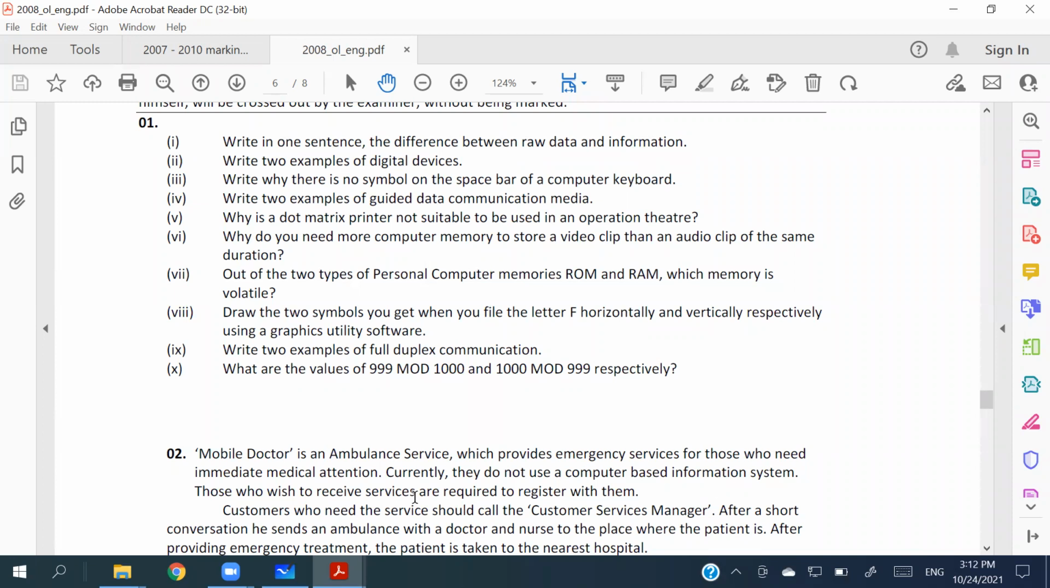And how many volatile memories are there in our computer? There are 3: register memory, cache memory, and random access memory. Those 3 are considered to be volatile memories. And when it comes to the non-volatile memories, we can say ROM, read-only memory, and the secondary storage.